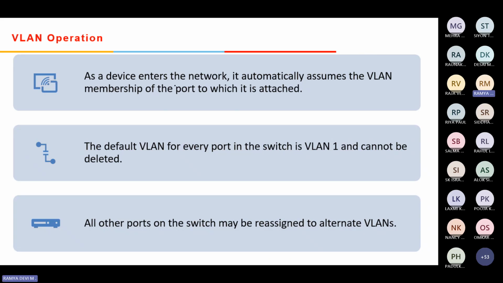So we'll see port membership. With port-based membership, when a device connects to a network, it inherits the VLAN membership of the switch port it is attached to. So no manual VLAN configuration is required on that device. The default VLAN is VLAN 1. Every switch port is by default assigned to VLAN 1. VLAN 1 is the management VLAN and it cannot be deleted. The network administrators can reassign the ports to alternative VLANs as per the network design. Fine, so logical segmentation will be improved here.